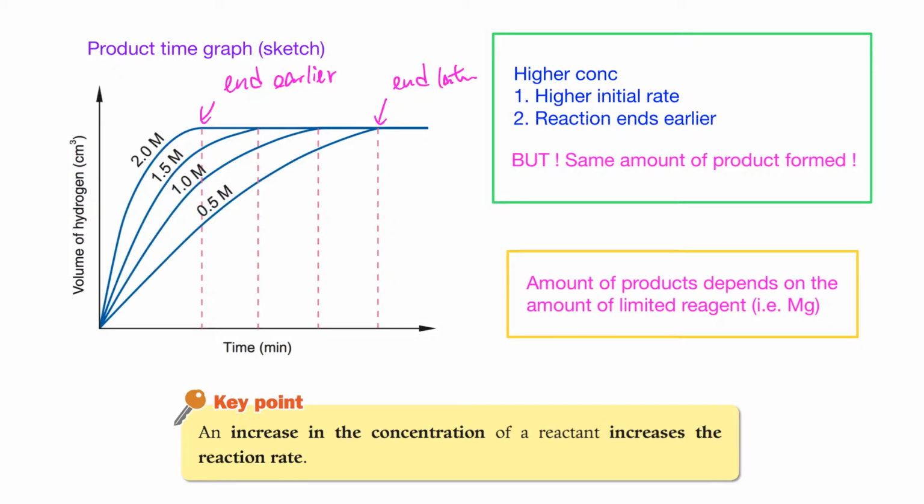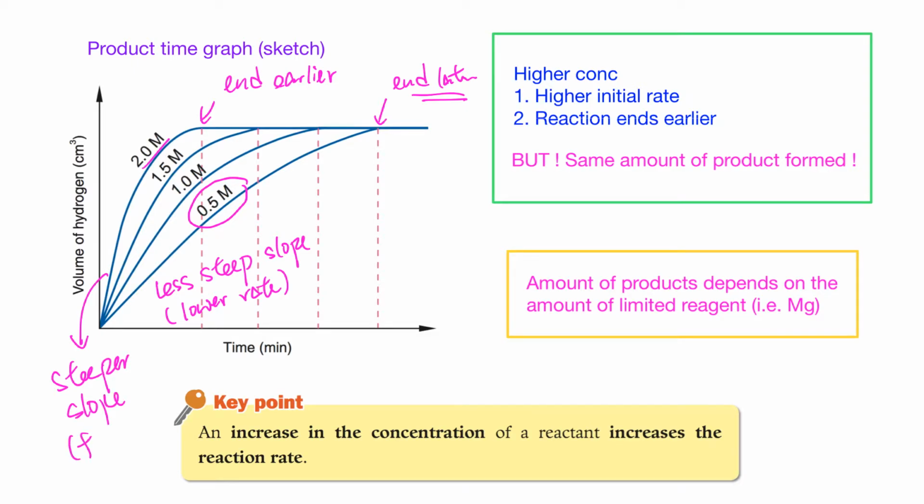Not only do we have a less steep slope here, less steep slope means lower rate, but it will also end later if you're using a lower concentration. But for a higher concentration, that will be a steeper slope. That means you have a faster rate, and it will end earlier as well. So these are the two things I want you to pay attention to: higher concentration, higher initial rate, and reaction ends earlier.